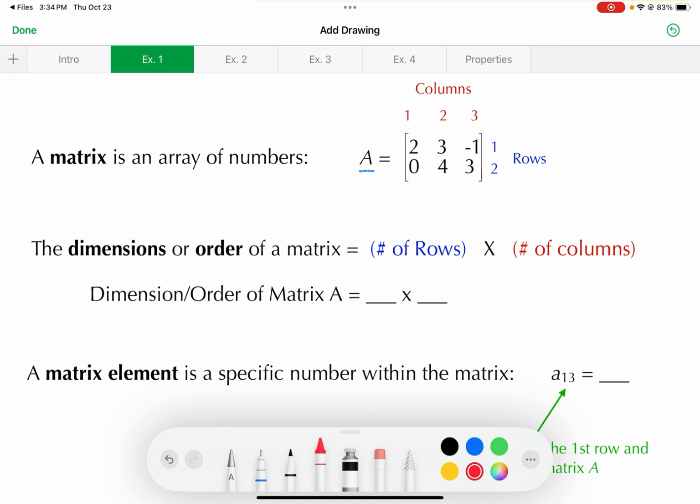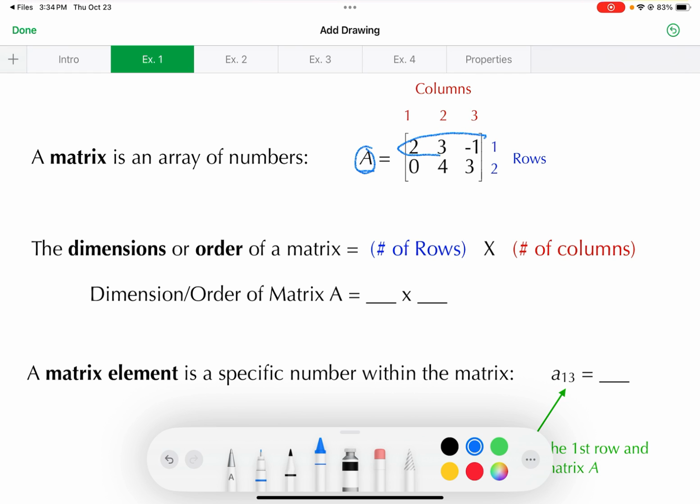All right, so recall, a matrix is just an array of numbers. An array is like an arrangement of numbers. Matrices are really good for organizing large amounts of numerical data, okay? You're typically going to represent a matrix with a capital letter. So here we have matrix A, and this matrix has 6 total elements, and we arrange the elements into rows and columns. Okay, so this particular matrix has 2 rows.